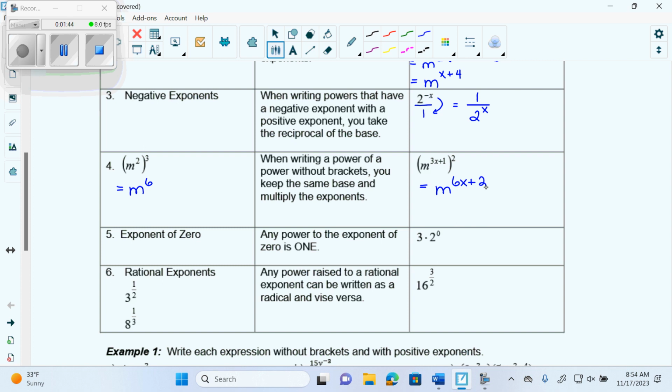What happens when we have an exponent of 0? We did this yesterday. It becomes a 1, so we get 3.